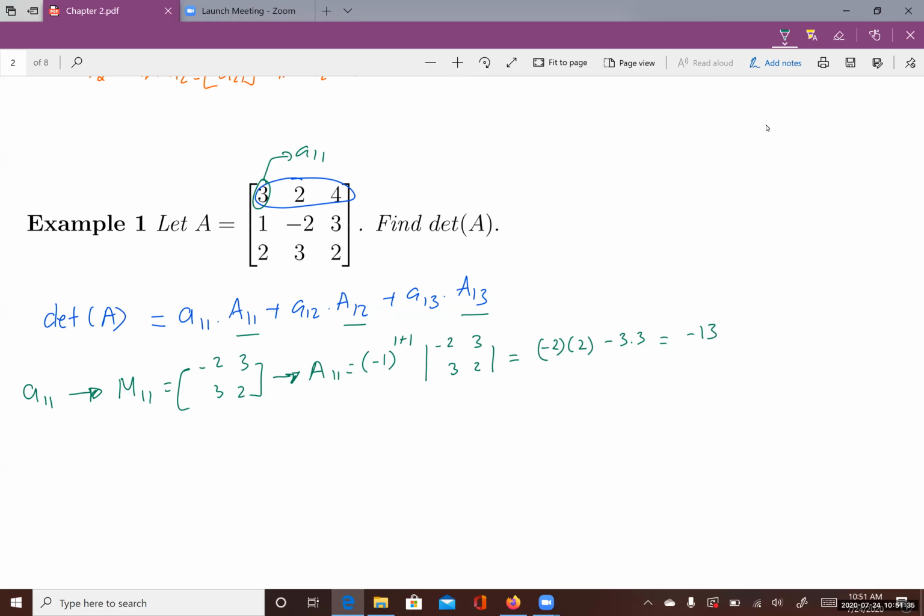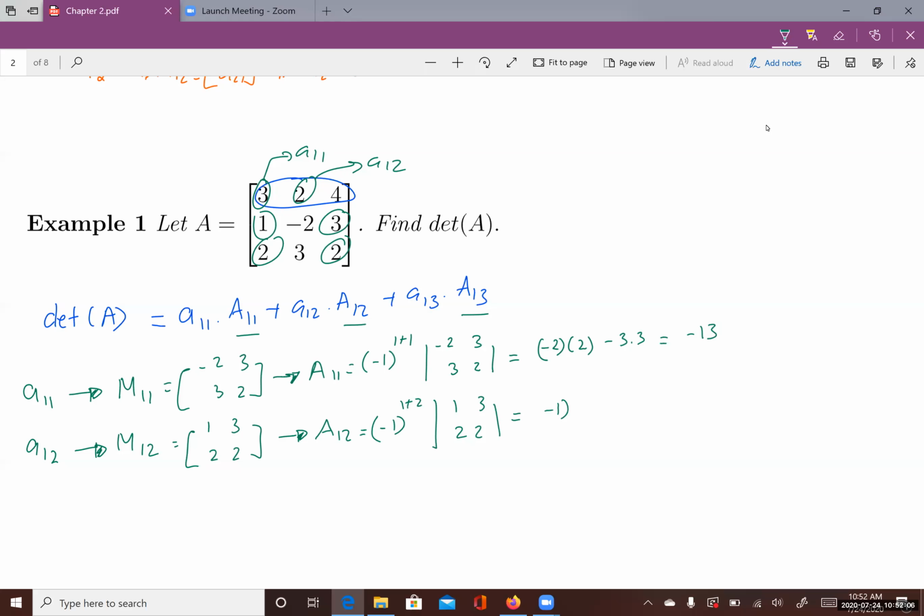How about A12? Find M12. A12 is here. M12 is going to be 1, 3, 2, 2. Now you can find cofactor A12 equals (-1) to the 1 plus 2, multiplied by the determinant of 1, 3, 2, 2. It's going to give you (-1) cubed, which is -1, multiplied by the determinant, which is 1 times 2 minus 2 times 3, which is -4. So -1 times -4, you're going to get 4.